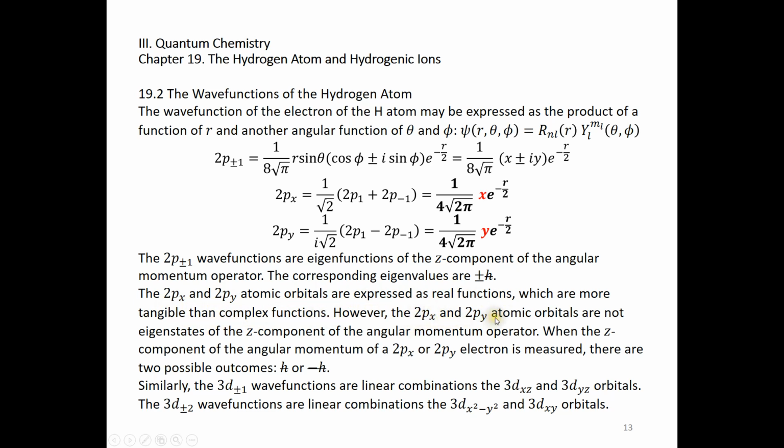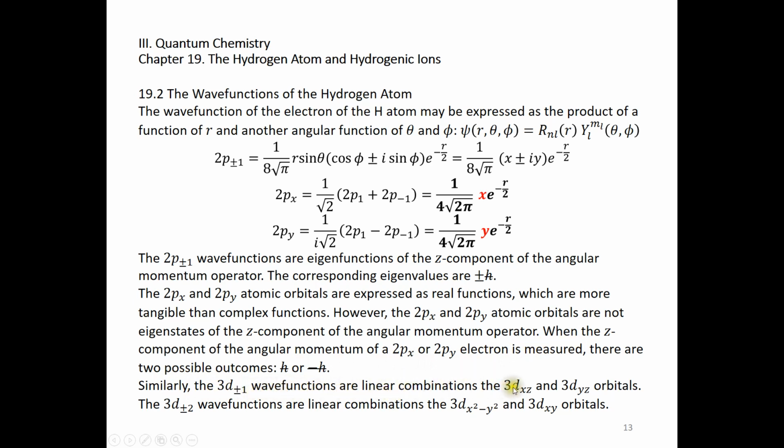However, 2px and 2py atomic orbitals are not eigenstates of the z component of the angular momentum operator, so that means we cannot determine the value of the momentum in the x and y direction. However, we can determine the z component of the angular momentum and also the total angular momentum at the same time. We can also determine the 3d ±1 wave functions and their z component. It's ±ħ.